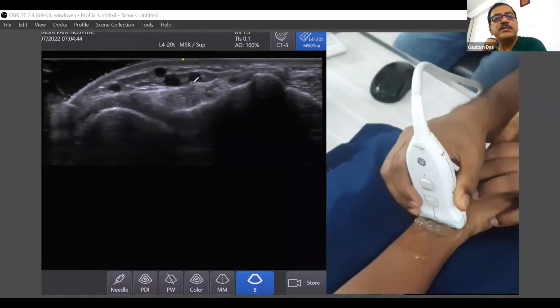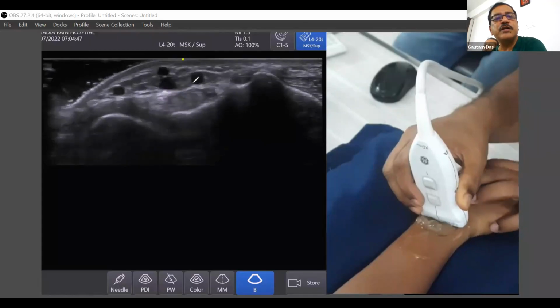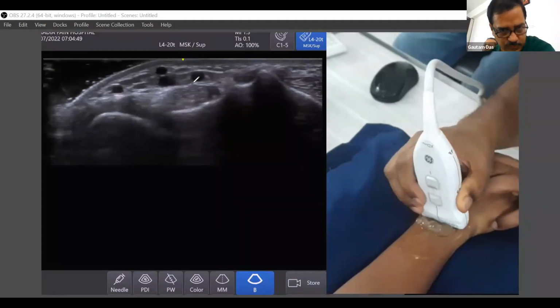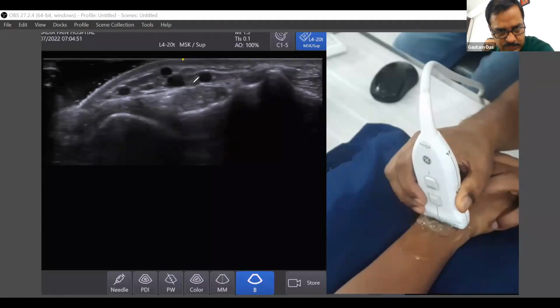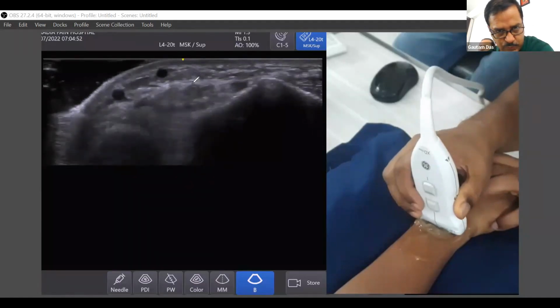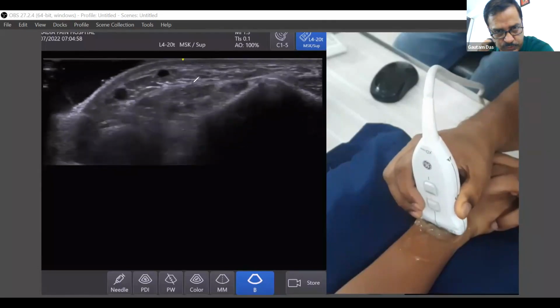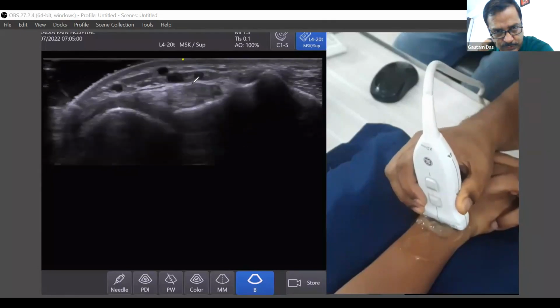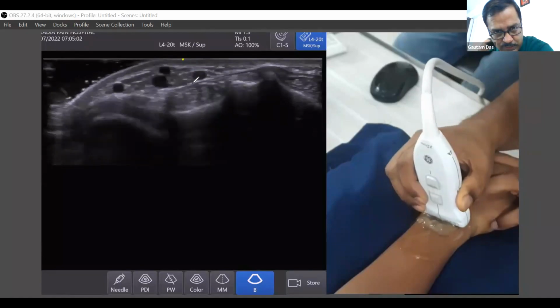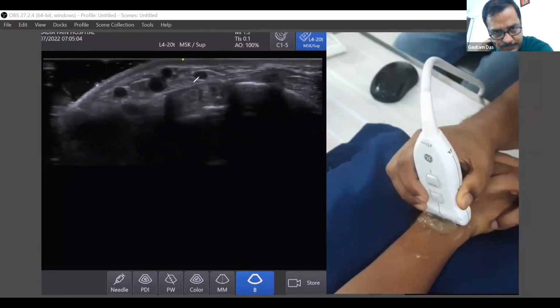So the myotendinous junction, you just follow this and see the extensor indicis. This is the extensor, and this is below the extensor digitorum. Follow this. Gradually, it is becoming tendon.